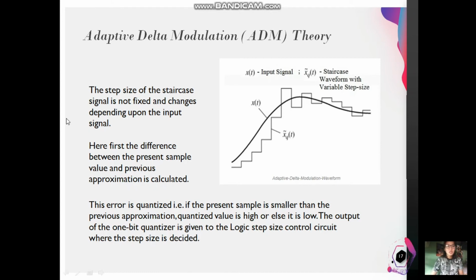The step size of the staircase signal is not fixed and changes depending upon the input signal. Here, the first difference between the present sample value and previous approximation is calculated. This error is quantized, i.e., if the present sample is smaller than the previous approximation, the quantized value is high, or else it is low. The output of the 1-bit quantizer is given to the logic step size control circuit where the step size is decided.